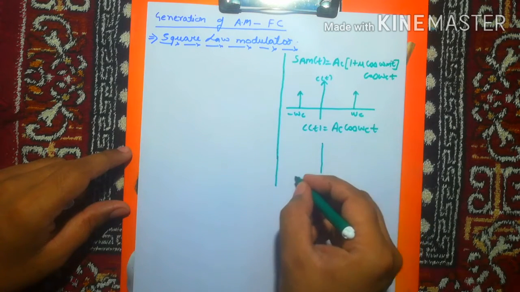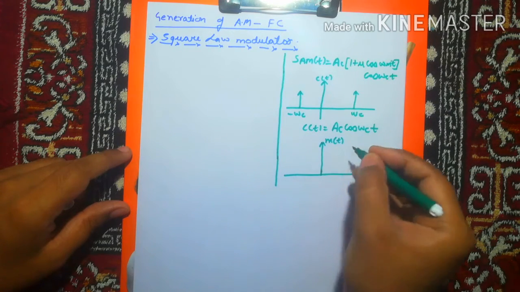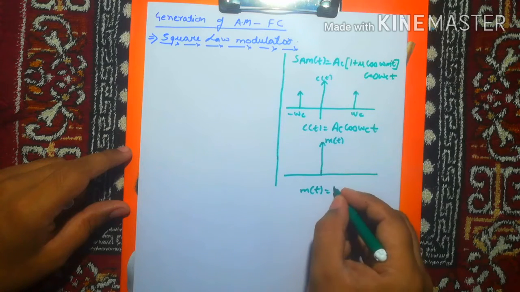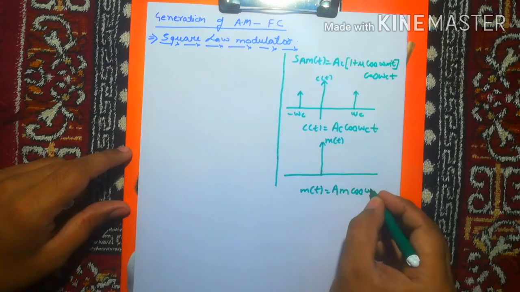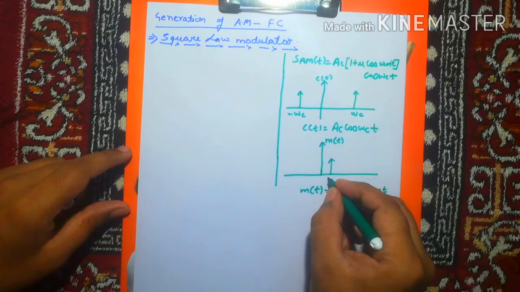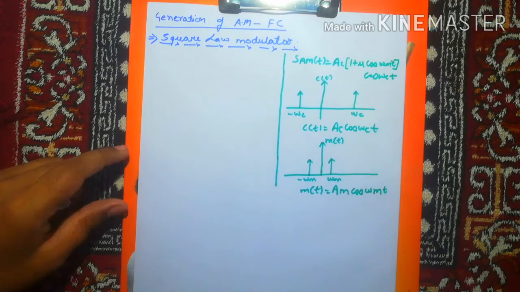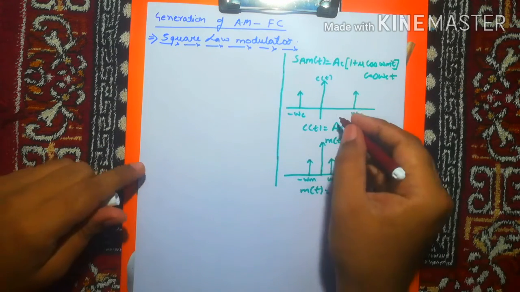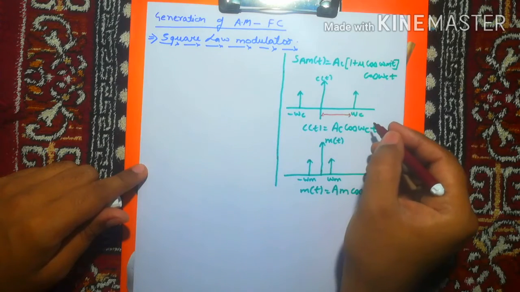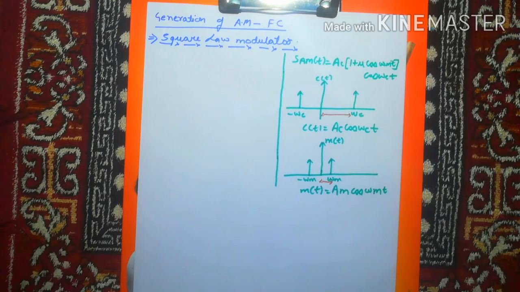Now I am drawing the spectrum of the message signal, the modulating signal m(t), where m(t) is given by Am cos omega m t. What we have to do here is shift the signal by plus omega m and then shift it by minus omega m. Now you can also see the bandwidths here. This is the bandwidth of the carrier signal and this is the bandwidth of the message signal, and you can also see by its nature that the carrier signal frequency is larger than the message signal frequency.